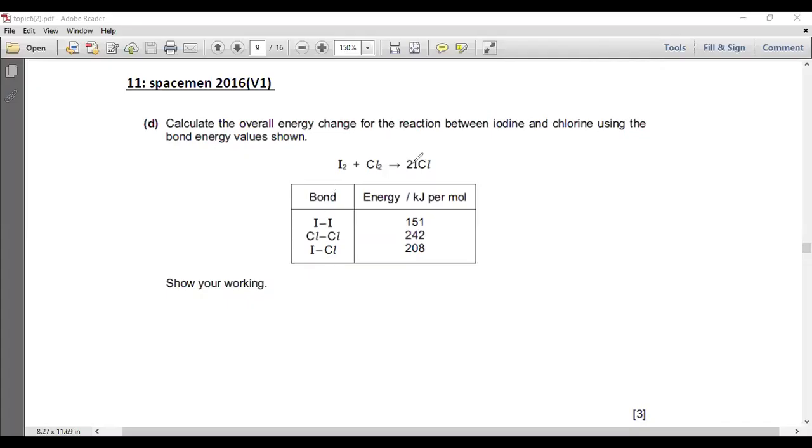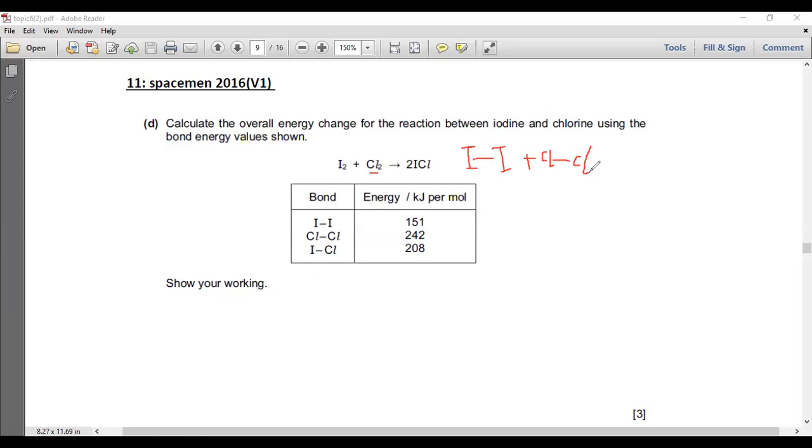This is a question. Here I have I2. I prefer, instead of I2, to make it I bond I, plus Cl2. Instead of Cl2, make it Cl bond Cl. Why should I draw the compound like this?